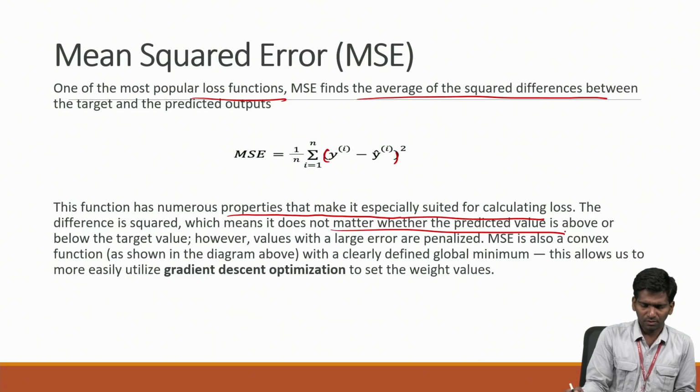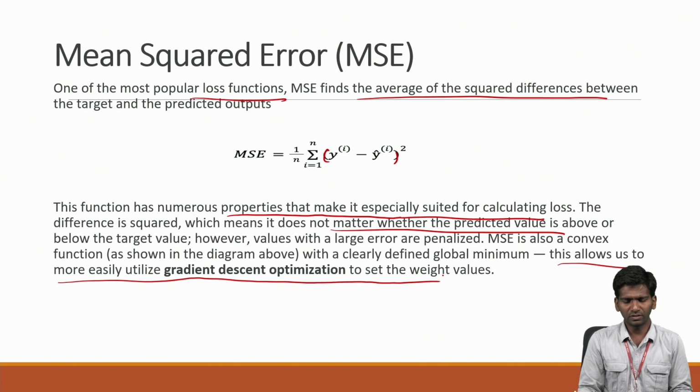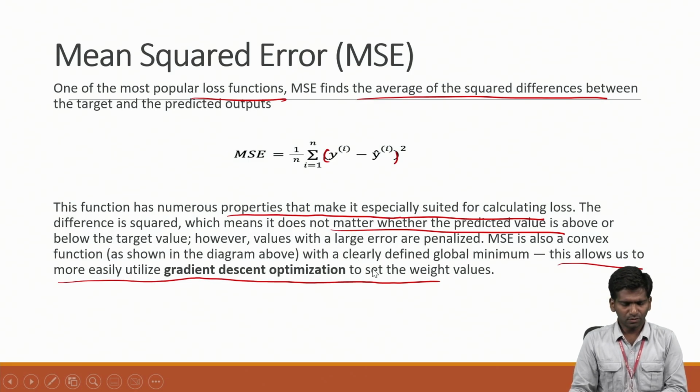There are a few more important points related to mean squared error. This allows us to more easily utilize gradient descent optimization. In order to minimize the values by using a loss function with gradient descent optimization, we can use mean squared error. Mean square error is also a convex function with a clearly defined global minimum.